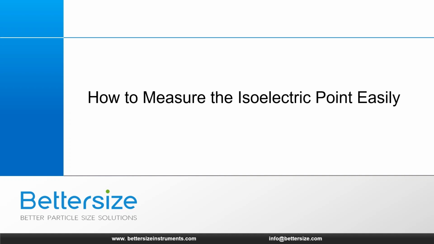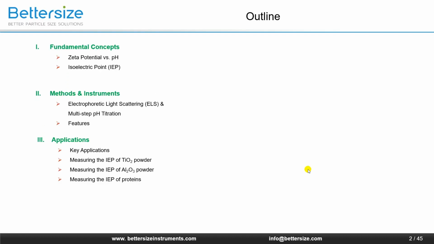Today I'm going to share an easy and efficient method of measuring the isoelectric point of materials. Before sharing this method, I will talk about two simple concepts first: zeta potential as a function of pH and the isoelectric point. If you are already familiar with these concepts, you can skip this part and directly get into the second part. In the second part, I will share the method and introduce its features and benefits to you. In the last part of this video, I'm going to share some practical application cases with you. If you are interested, please continue to watch.